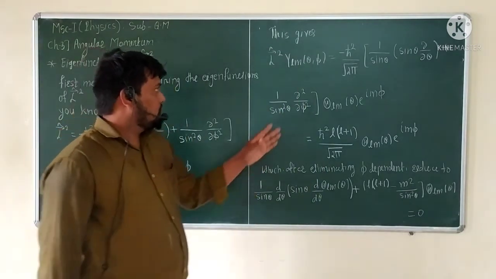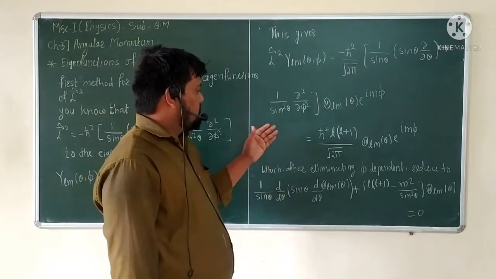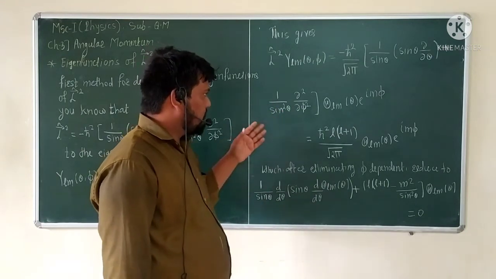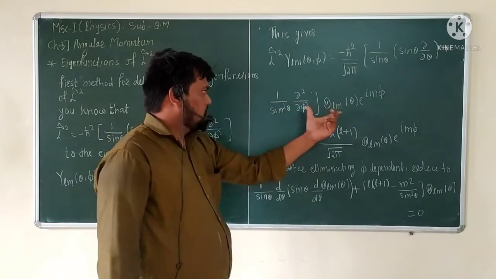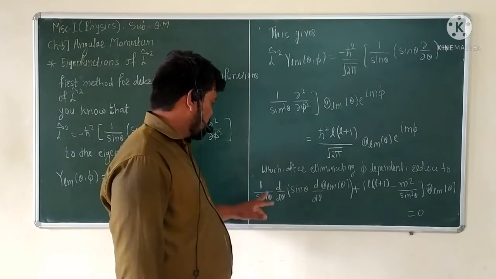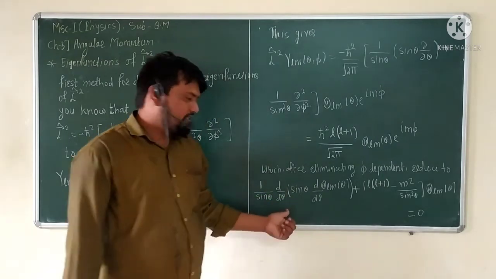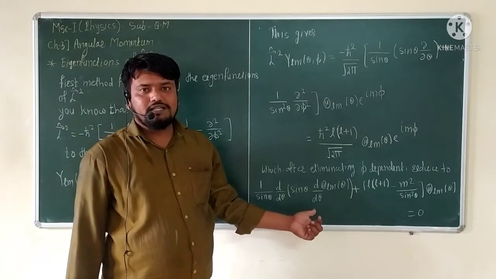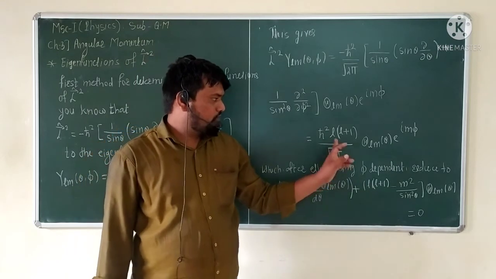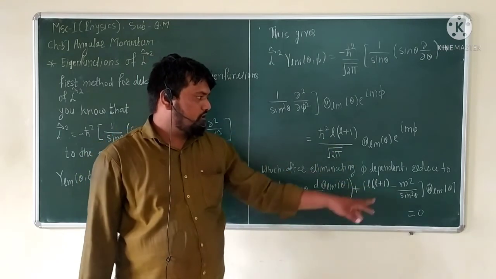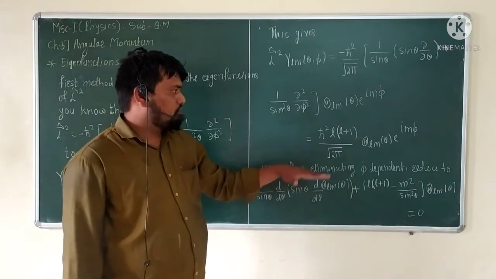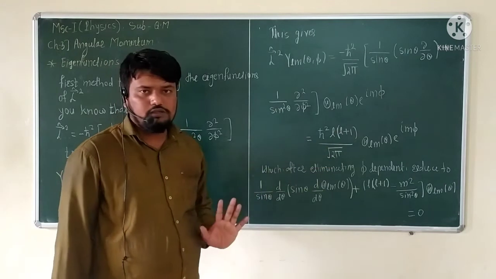Again, see that in this equation we eliminated the phi part of the function, that is the dou square by dou phi square and e to the power i m phi. So this equation reduces to 1 upon sin theta d by d theta, sin theta d by d theta of capital Theta of Lm of theta, plus L into L plus 1 minus m square by sin square theta, Theta Lm of theta, is equal to 0. That is the equation coming after eliminating the phi part.